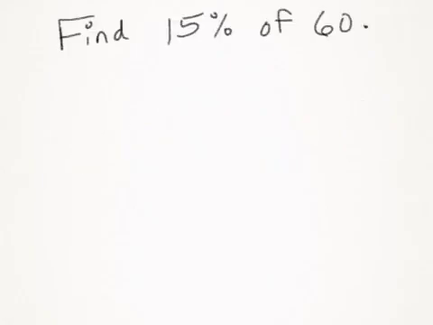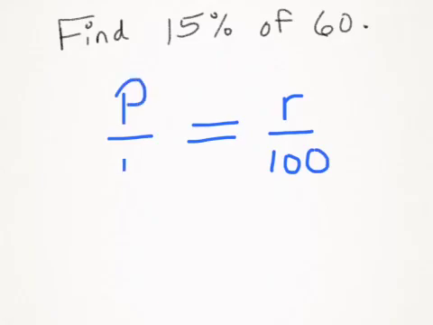Okay, you're going to have 2 on your own problems for today. The first one is find 15% of 60. So remember, you're setting up a proportion. So you're going to have a ratio on each side. One of those is going to be R over 100 for your percent, and then you have percentage over your base. So now it's up to you to fill in the correct numbers for each variable.